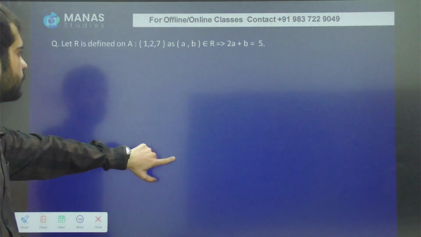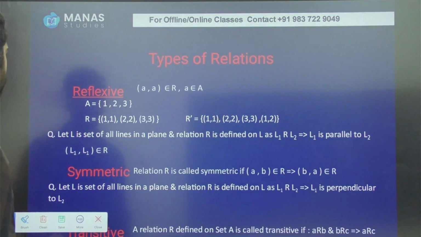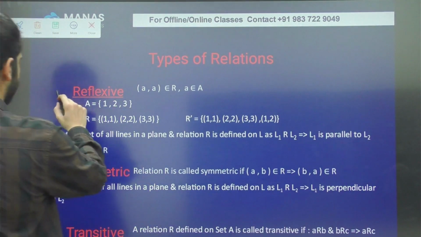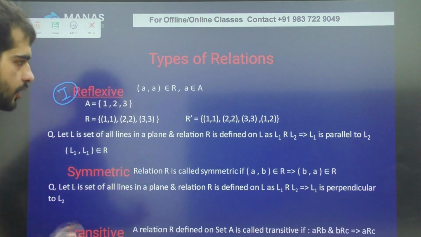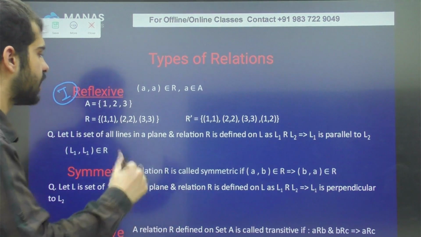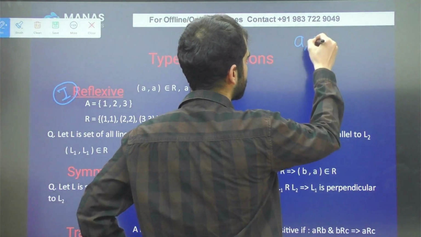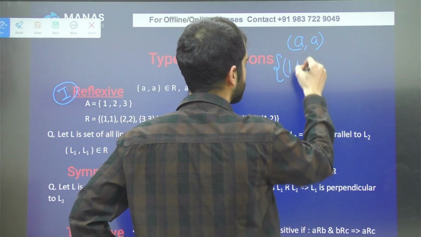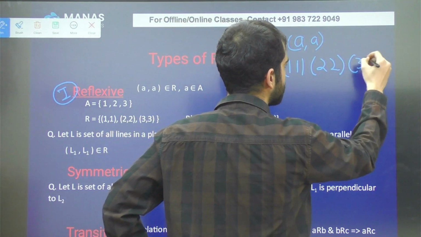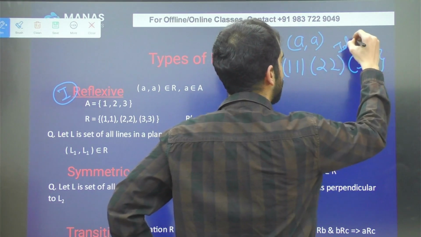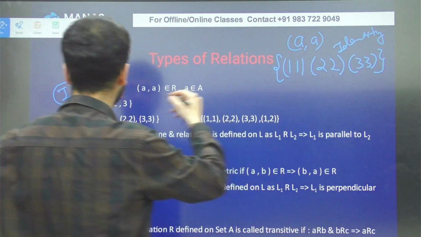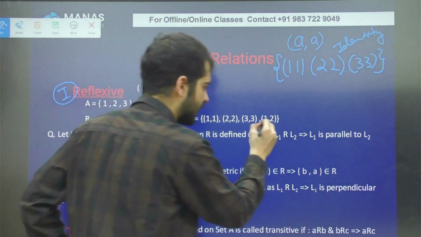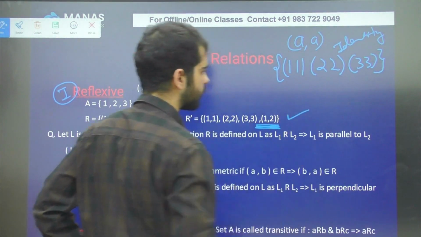Let's move forward to types of relations. Now types of relations are divided as, first is reflexive. Now reflexive is similar to identity relation but not exactly same. In identity relation we saw that a comma a should be present. If the three elements are 1 2 3, then identity relation asked for 1 1, 2 2 and 3 3. This was the identity relation. Whereas in the case of reflexive relation, now it's a bit different. All these must be present, but if any extra ordered pair is also present, still it will be reflexive.